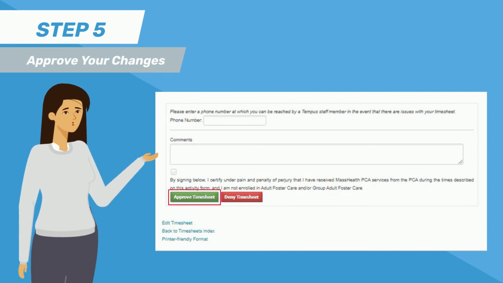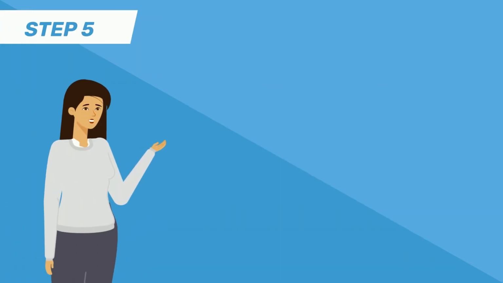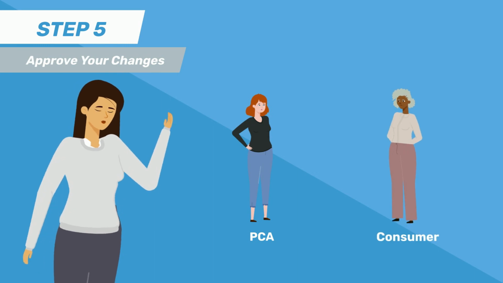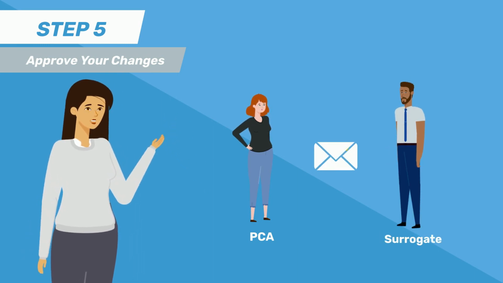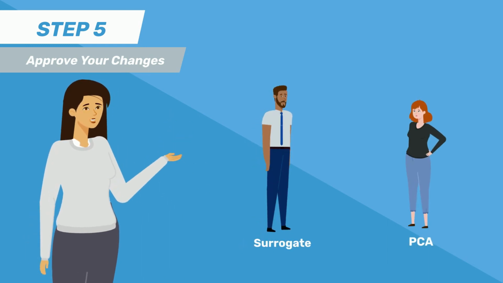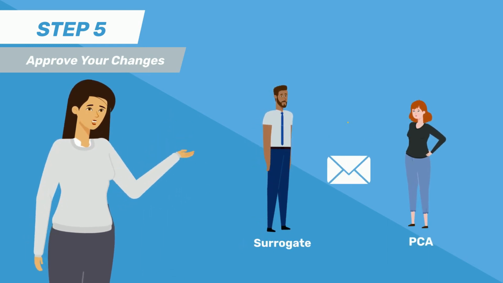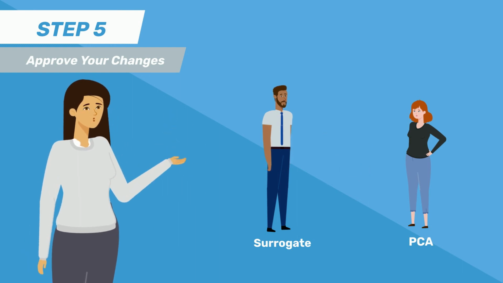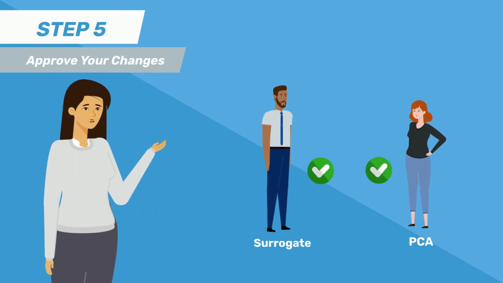Finally, click Approve Timesheet. If you are a PCA, your consumer or their surrogate will get an email alerting them to review the timesheet. If you are a consumer or a surrogate, the PCA will get an email alerting them to review the timesheet. Once both parties have reviewed and approved the timesheet, it will be submitted to Tempest for processing.